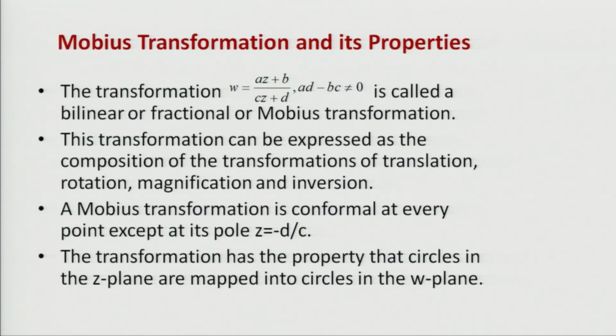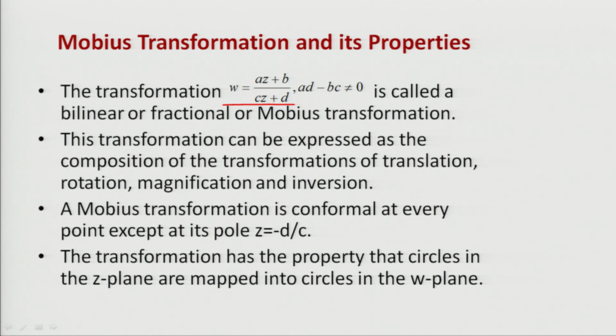After that, let us define an important transformation that is known as the Mobius transformation. This transformation is defined by W is equal to A z plus B upon C z plus D, where A d minus B c is not equal to 0. It is called the bilinear transformation, also known as the fractional transformation or Mobius transformation. So, here there are some properties of this transformation.